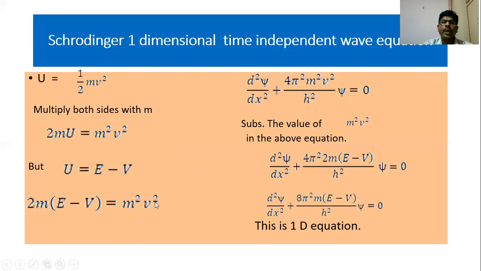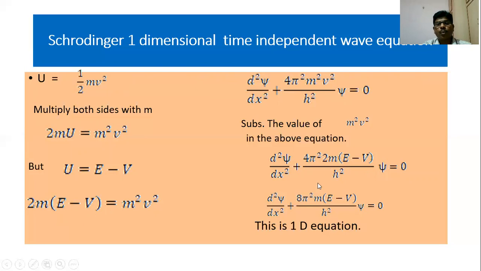If you look at Schrodinger's equation, we have m square v square in the expression. What is the original expression? d square psi by dx square plus 4 pi square into m square v square by h square psi equals 0. So in this expression, substitute the value of m square v square. When you substitute, what do you get? d square psi by dx square plus 4 pi square, and instead of m square v square we write 2m into E minus V by h square, into psi equals 0.